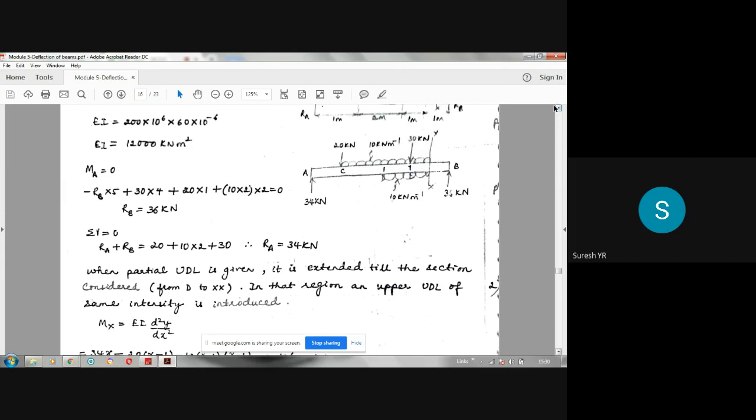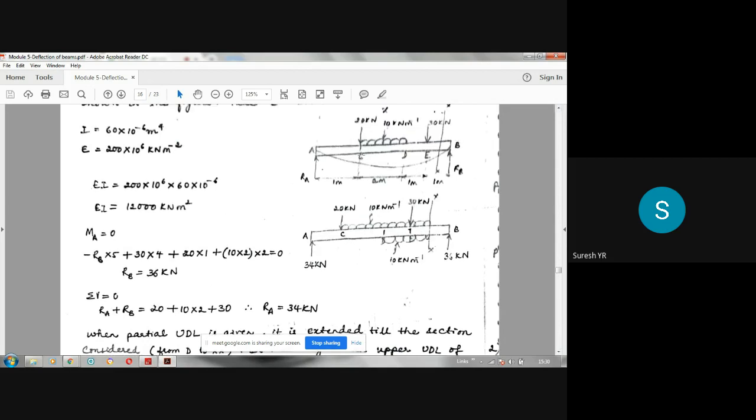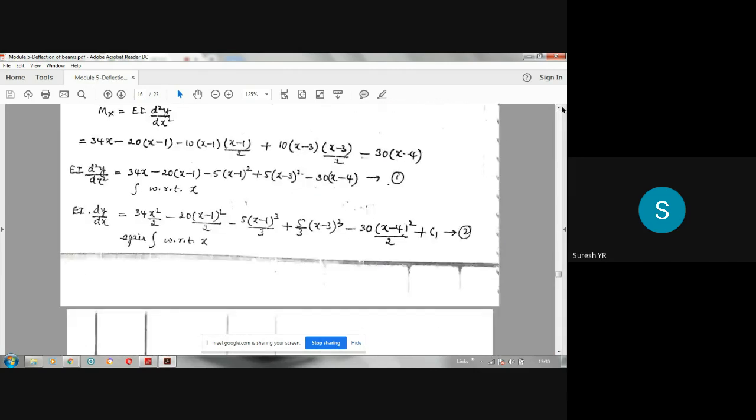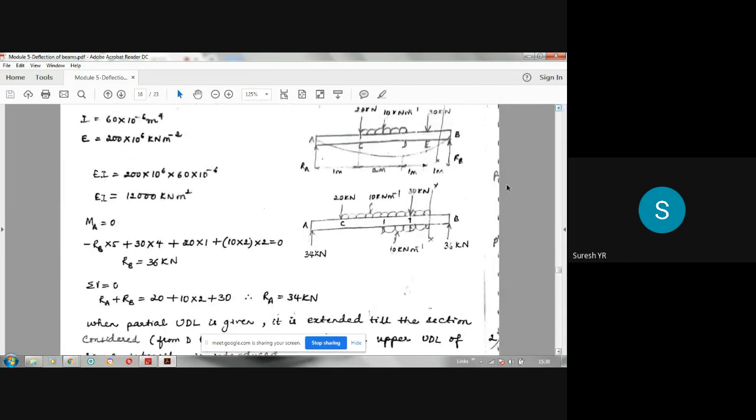So when you are finding the reaction, you need not add this UDL. After finding the reactions, you just add this UDL till this section where you are considering. Then from the same point from where you have extended, you apply upward UDL. Upward. This will cancel and only the original load remains. Yes, now procedure remains same now. Now the section XX is here. Section XX is here. Write down the bending moment at XX. Next, the further procedure remains the same.